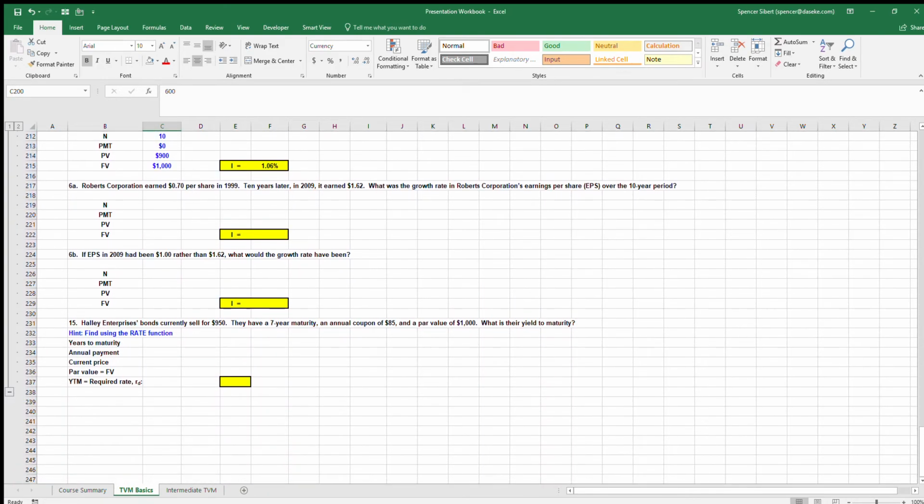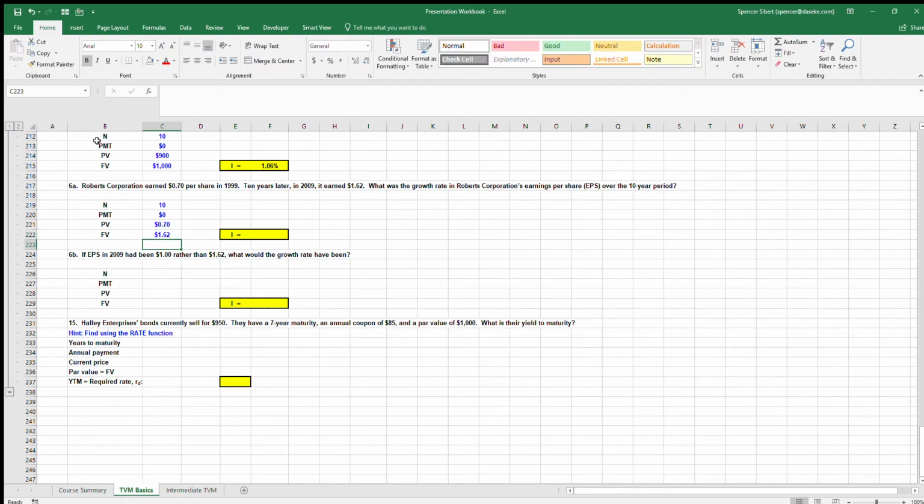All right, question number 6. Robert Corporation earned 70 cents per share in 1999. 10 years later, in 2009, it earned $1.62. What is the growth rate for Robert Corporation's earnings EPS over a 10-year period? Okay, so here we've got our N of 10 years, payment 0 again. It says our present value is actually the 70 cents per share. And then our future value is 162.